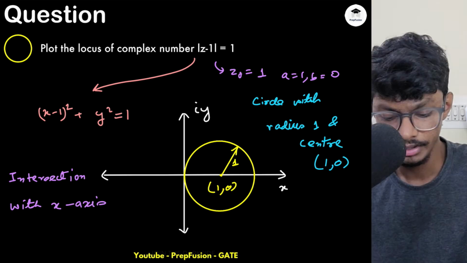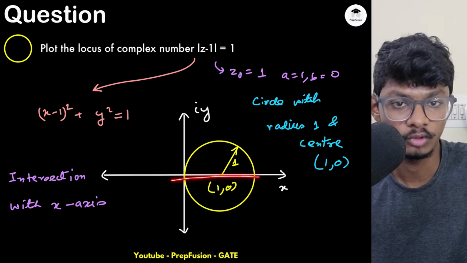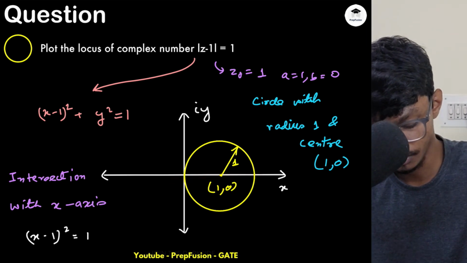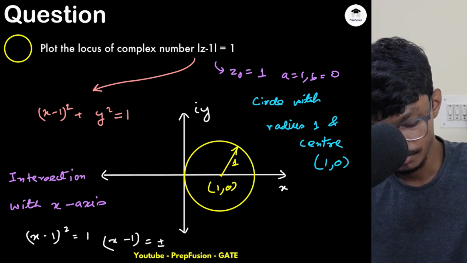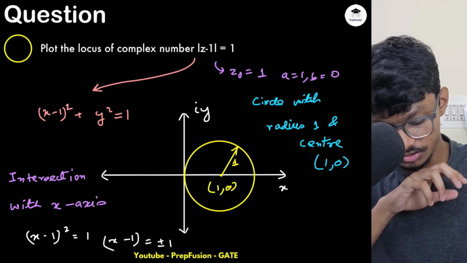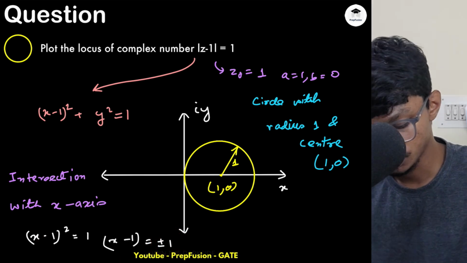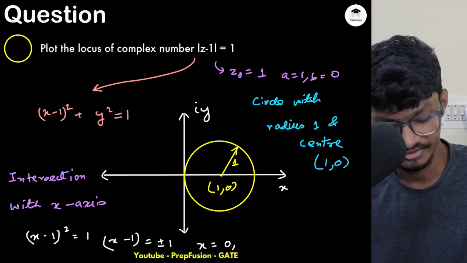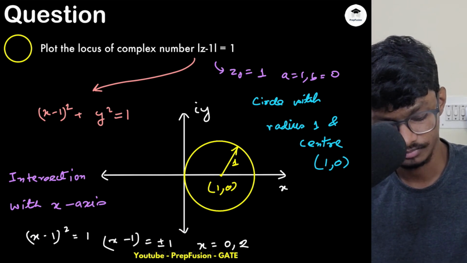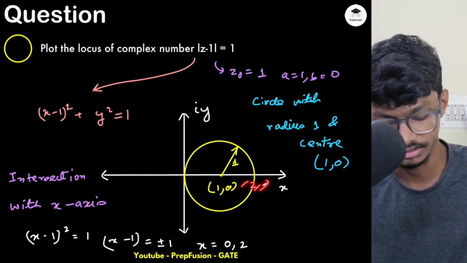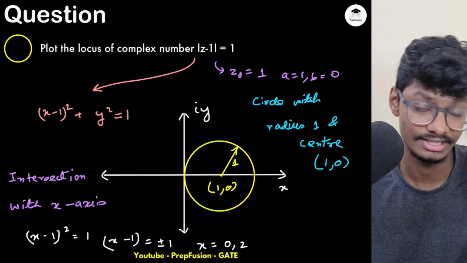Whenever I am talking about the x-axis, my y will be 0. So I will put my y as 0. If I put y as 0, (x minus 1) whole square equals 1. So I can take the square root, which will be plus minus 1, right? Because if I take the square on both sides, again I will get back this equation. So obviously I will have a plus minus 1 over here. So my x will be equal to either 0, or if it is plus 1, it will be 2. So exactly, this is also telling the correct thing, because this is (2, 0) and this is (0, 0).